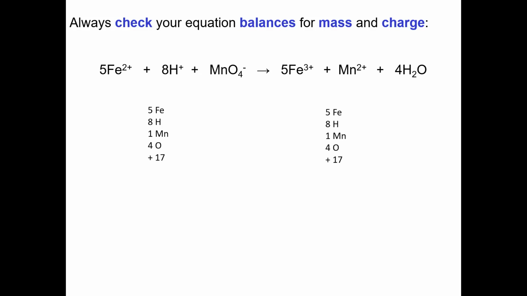So here we are, we go through and check everything. 5 irons on the left, 5 irons on the right, 8 hydrogens on the left, 8 hydrogens on the right, 1 manganese on the left, 1 on the right, 4 oxygens on the left, 4 oxygens on the right, and an overall charge of 17 on both sides.